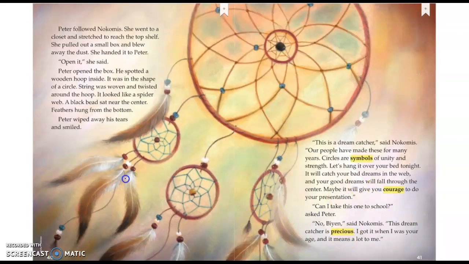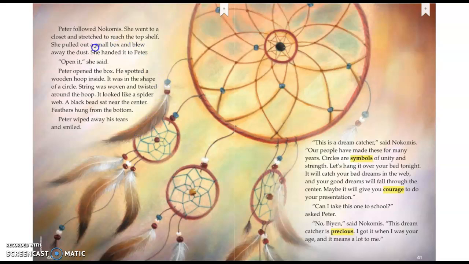Peter followed Nokomis. She went to a closet and stretched to reach the top shelf. She pulled out a small box and blew away the dust. She handed it to Peter. Open it, she said. Peter opened the box. He spotted a wooden hoop inside. It was in the shape of a circle. String was woven and twisted around the hoop. It looked like a spider web. A black bead sat near the center. Feathers hung from the bottom. Peter wiped away his tears and smiled.